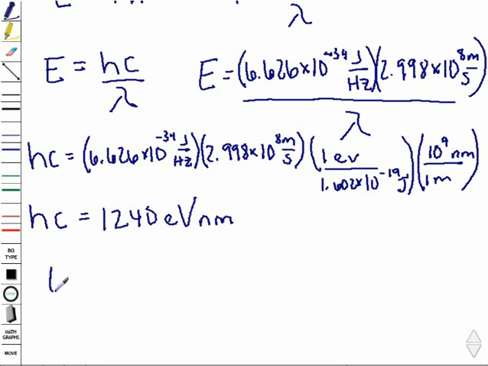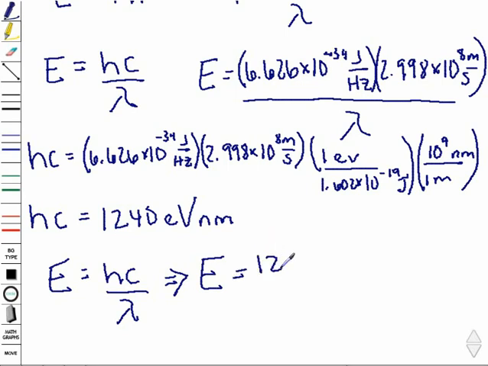So if we go back to our original energy equation, which was hc divided by lambda, or the wavelength, we can now plug in this numerical value in for hc, so that we say that the energy of a photon can be represented by 1,240 electron volt nanometers, all divided by the wavelength.